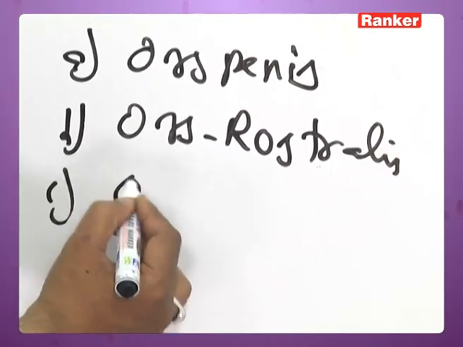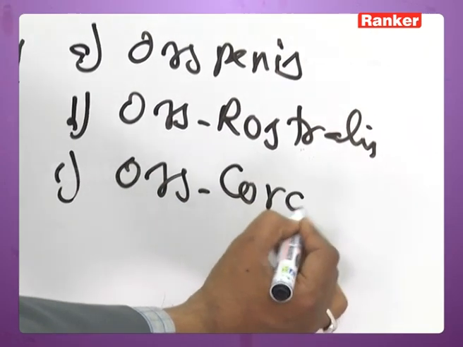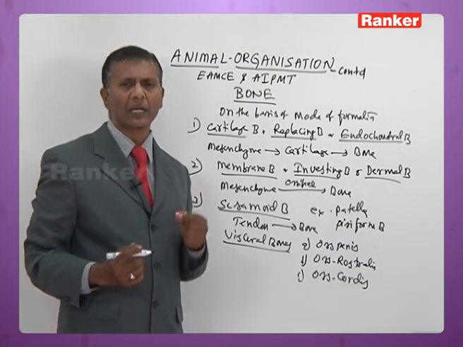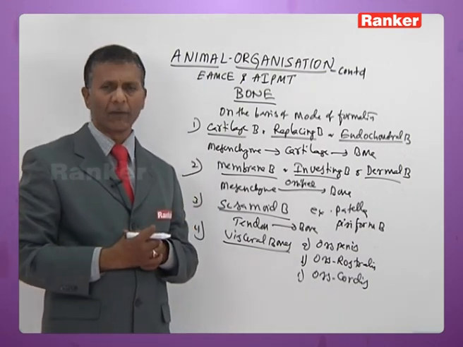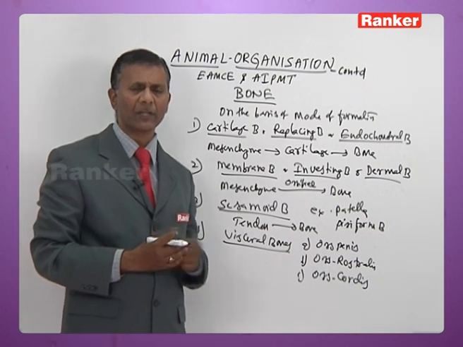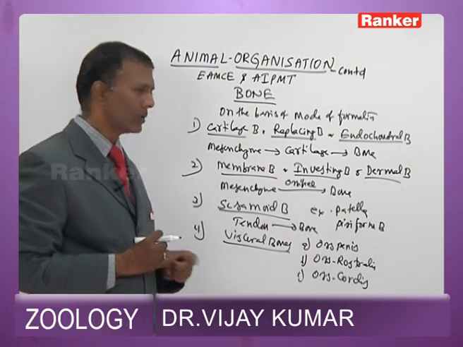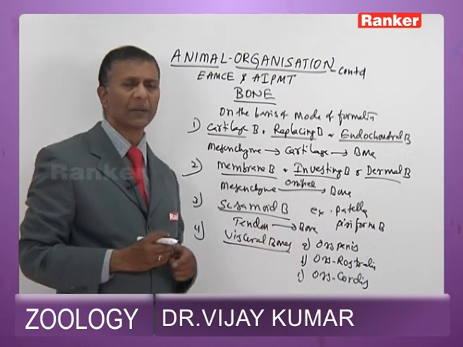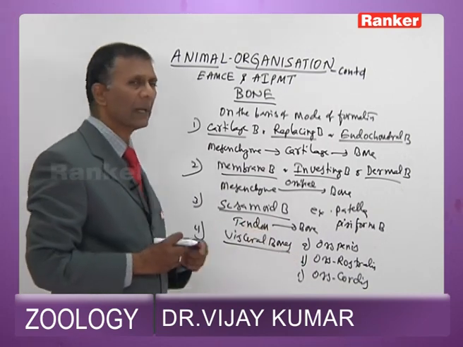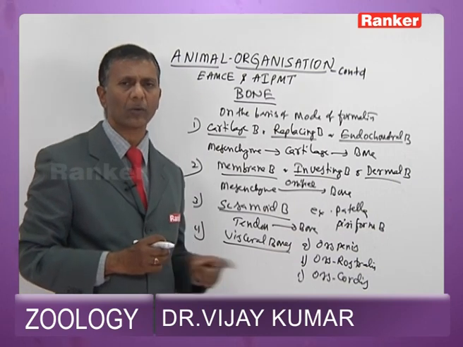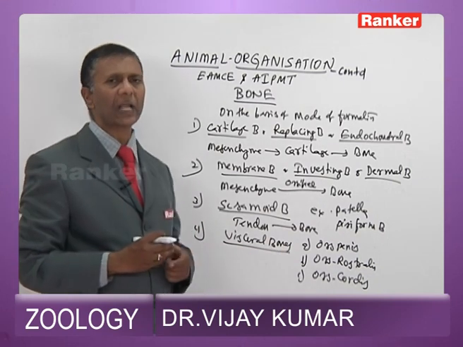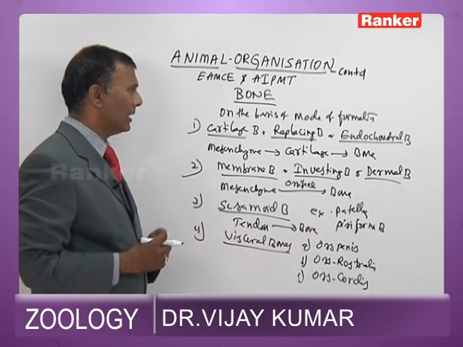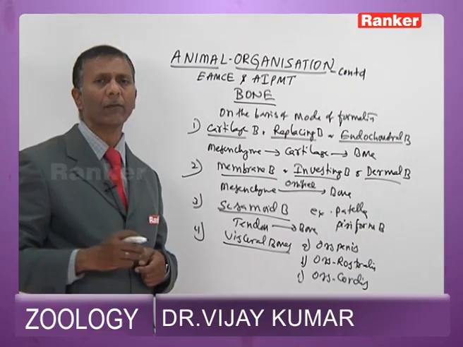Then next you have os cordis. In ruminants, within the heart there are certain connective tissue fibers which are ossified, which are called os cordis. So in the heart of ruminants you find os cordis. Os rostralis is present in pigs, then os penis is present in rodents and carnivores. So such ossified connective tissues are called visceral bones. They all come under the types of bones under mode of formation.